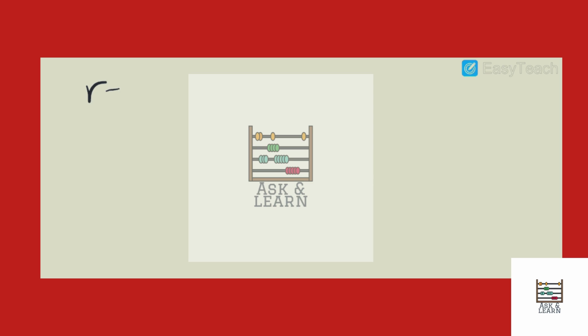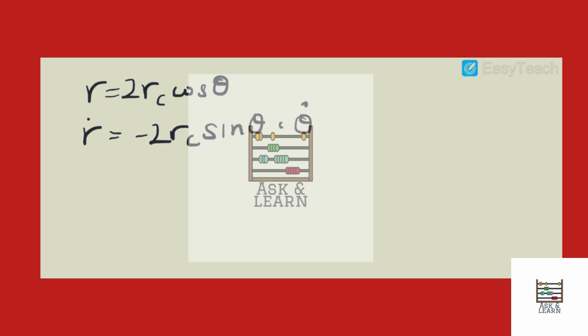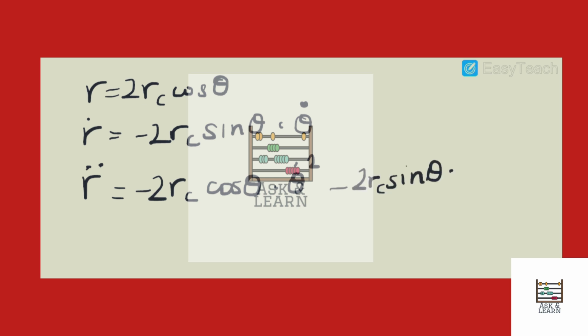We know that r is equal to 2 rc cos theta. Therefore, r dot will then be equal to negative 2 rc sine theta times theta dot. And we know that r double dot would then be equal to negative 2 rc cos theta times theta dot squared minus 2 rc sine theta times theta double dot.